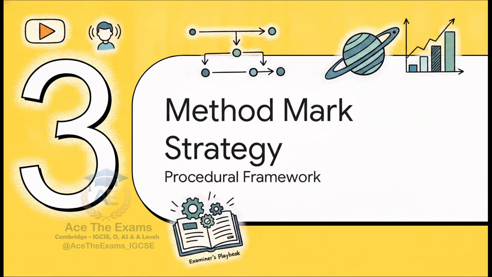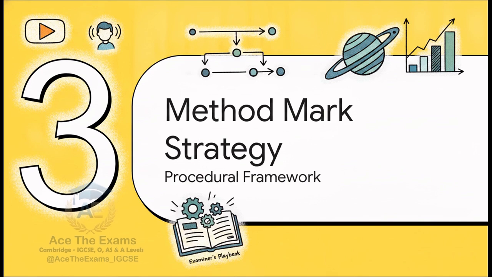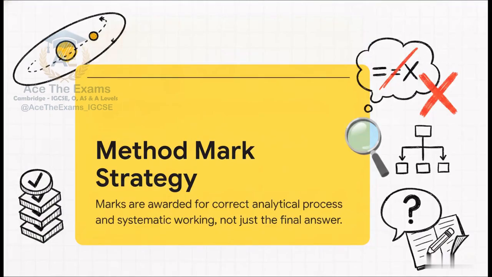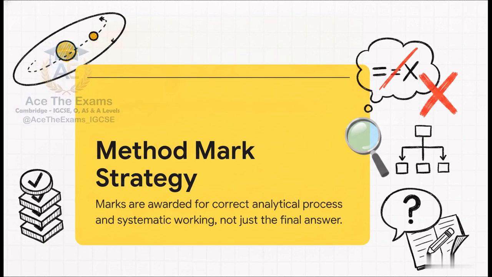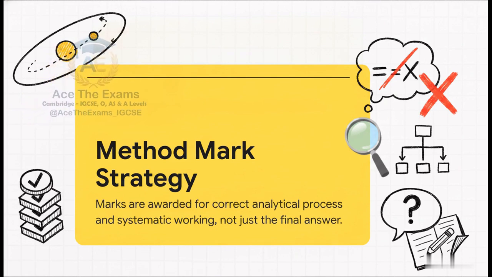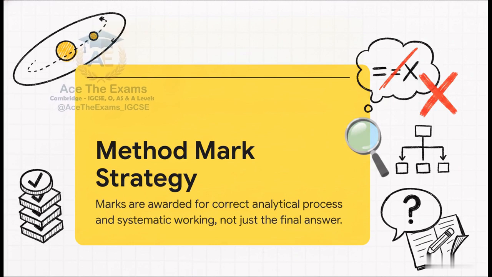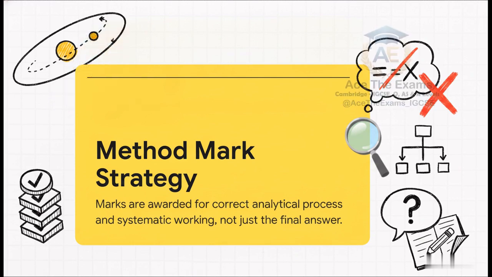Awesome. Let's keep moving forward into Section 4, the Method Mark Strategy. This is the exact procedural framework, the blueprint we use to systematically secure points for the analytical process itself, even if you mess up the final calculator math. The method mark strategy is an examiner scoring system where marks are awarded for demonstrating the correct analytical process and showing systematic working. Here's a secret. In Cambridge physics, the final numerical answer is very often only worth 1 single mark. The bulk of the marks are awarded for your methodology.